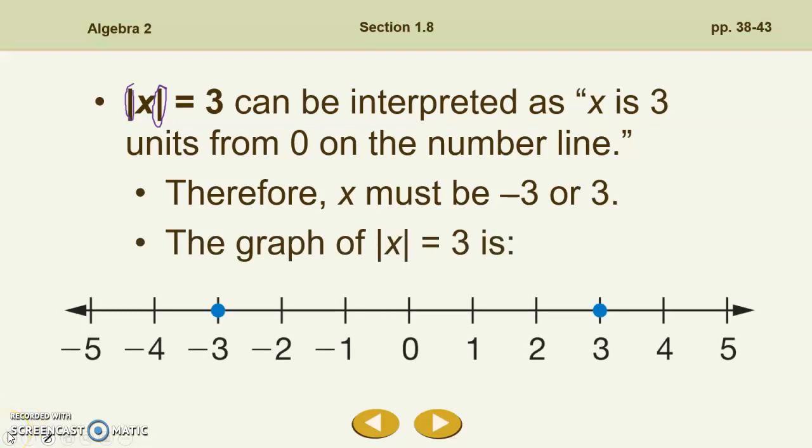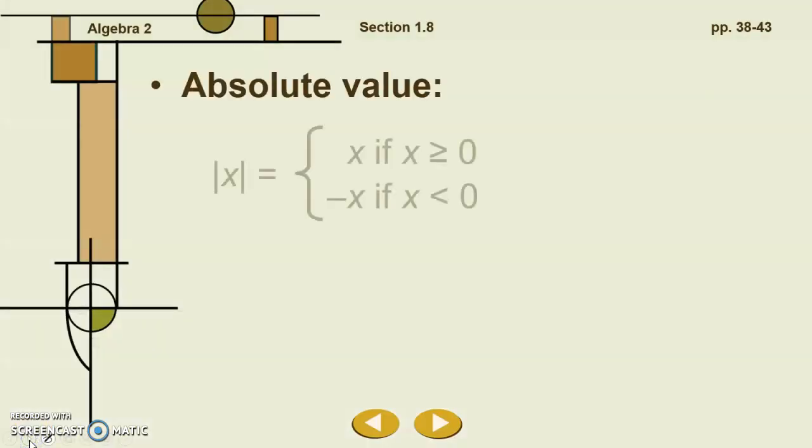The graph of the absolute value of x equals 3 looks like this. We've got a dot at -3 and a dot at 3, and those are my two possible values. Those are both numbers that have an absolute value of 3, that are 3 spots away from 0. 1, 2, 3, and 1, 2, 3. So absolute value can look like this: the absolute value of x equals x if x is greater than or equal to 0, and it equals -x if x is less than 0.